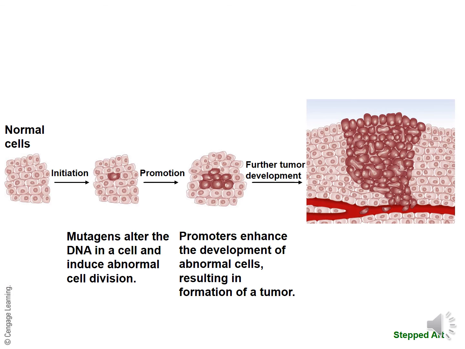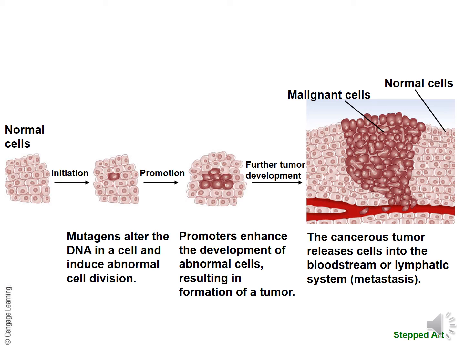Now, the tumor can continue to grow, and once it grows large enough, it can eventually reach an area in your body where it has access to your bloodstream. And once it has access to your bloodstream, the abnormal cells can enter the bloodstream, and then that allows them to be delivered anywhere in the body.